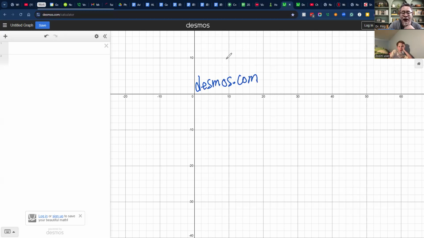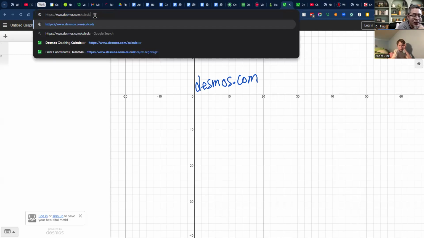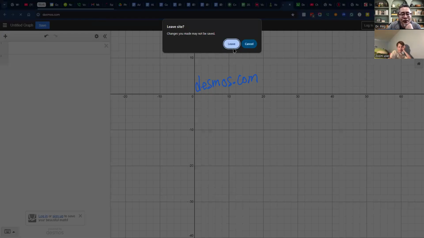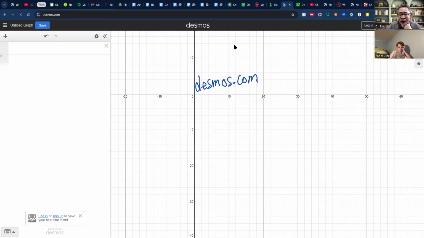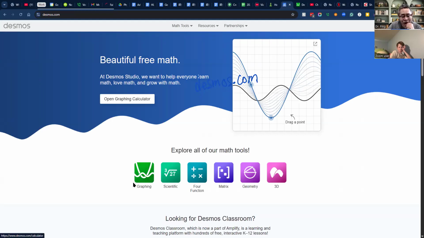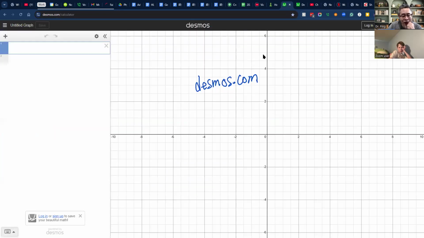So this website is called desmos.com. If you get in for the first time, here's what you're going to see. That's the first thing you're going to see. There are many things that can be useful, and we're going to choose the graphing. So that's what we're going to use. If you click that, we get to this XY coordinate system.